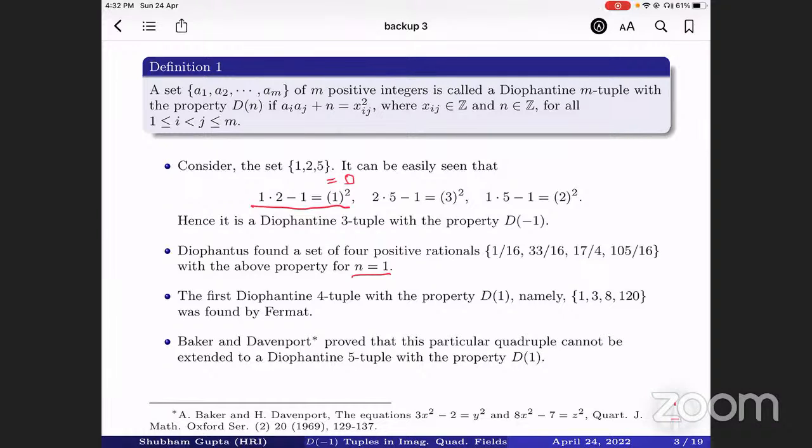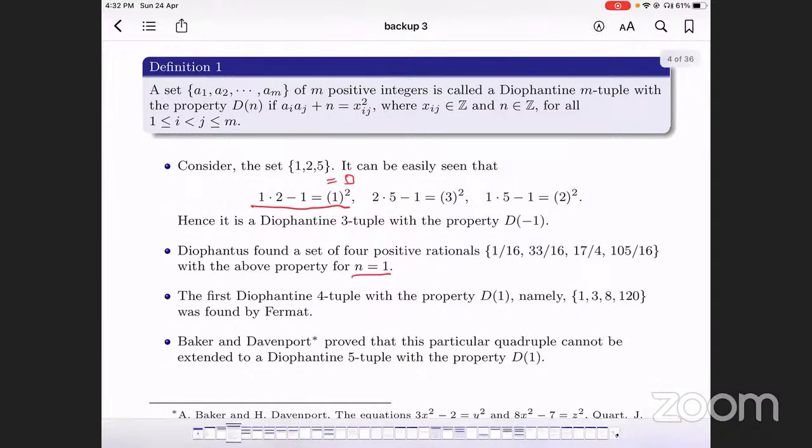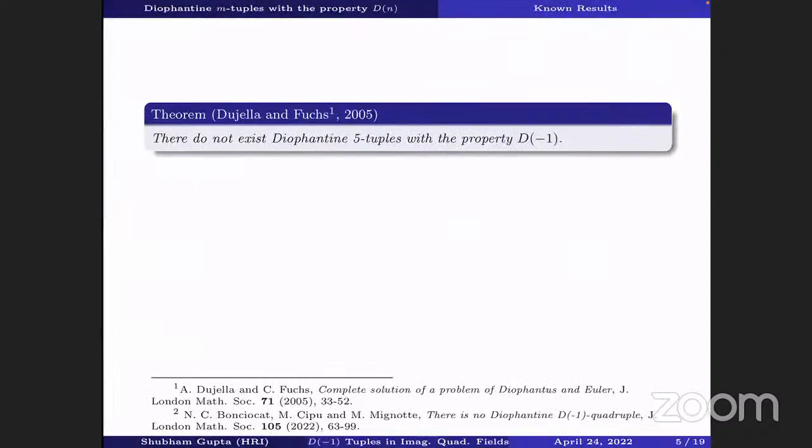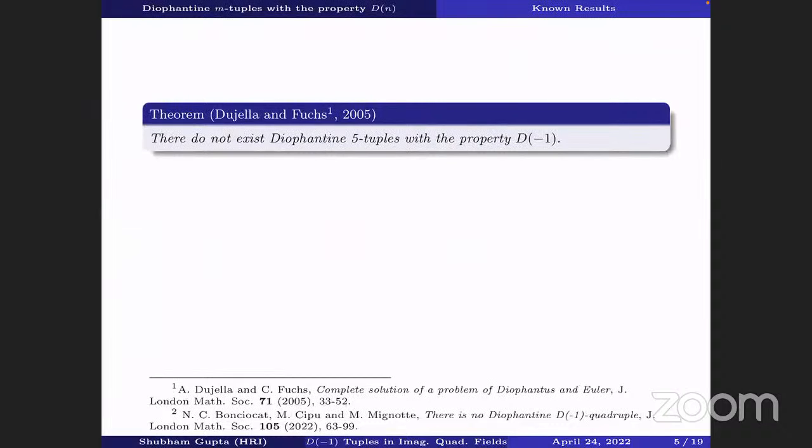And Baker and Davenport proved that this particular quadruple cannot be extended to a 5-tuple with the property D(1). In 2004, Dujella proved the non-existence of a 6-tuple with the property D(1), and further he also showed that there exist at most finitely many 5-tuples with the property D(1). And in 2019, Bliznac Trebjesanin et al. proved the non-existence of a 5-tuple with the property D(1).